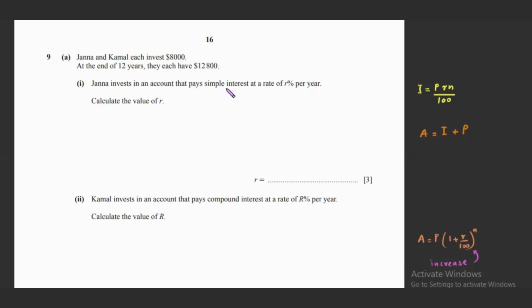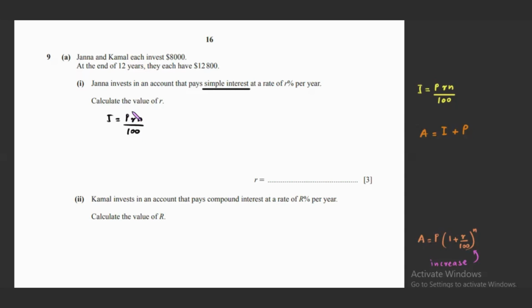In the question, it clearly states that this is a simple interest question. So we need to make use of the simple interest formula. To calculate the simple interest, we need to do PRN divided by 100. So in this case, it will be I is equal to PRN divided by 100.